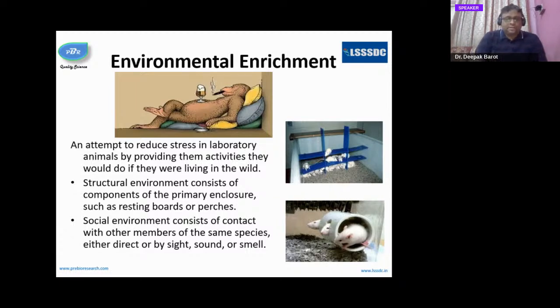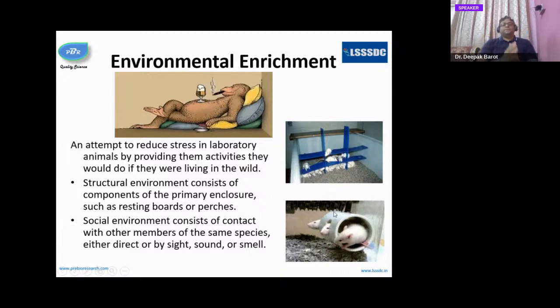The structural environment consists of components of the primary enclosure, such as resting boards, perches, all these things, right? Social environment means contact with each other. Don't keep them in isolation. They should always be in a group so that they are at least social. Correct? So that's called enrichment.